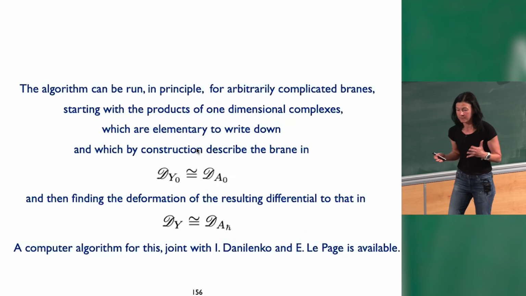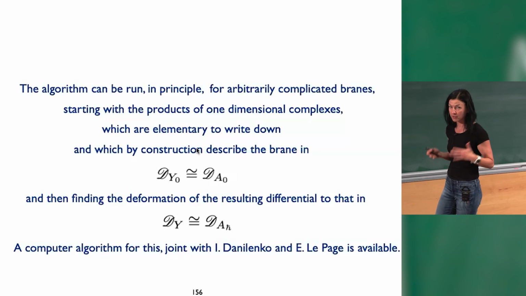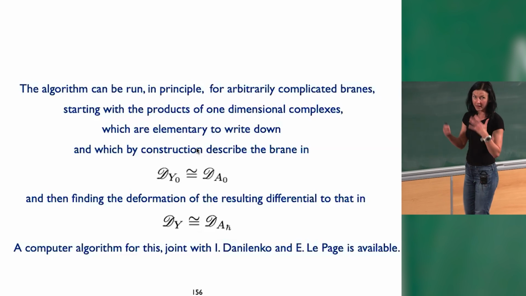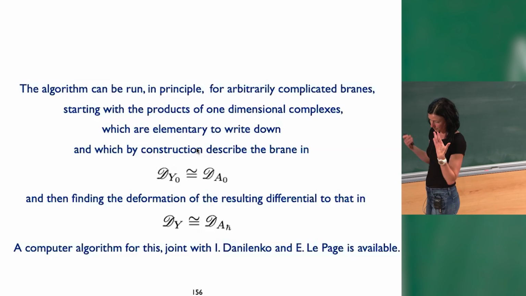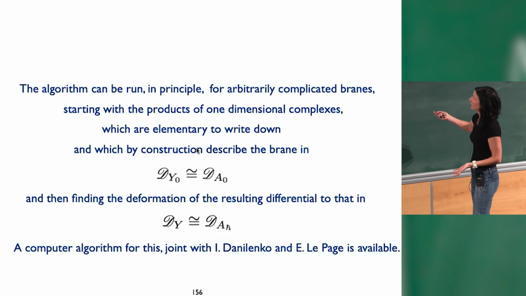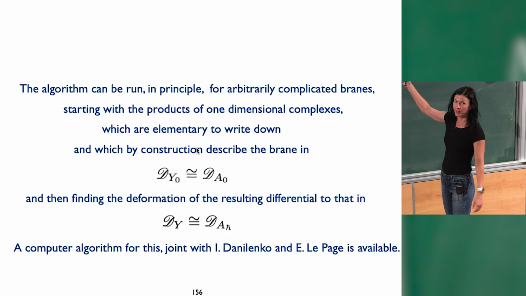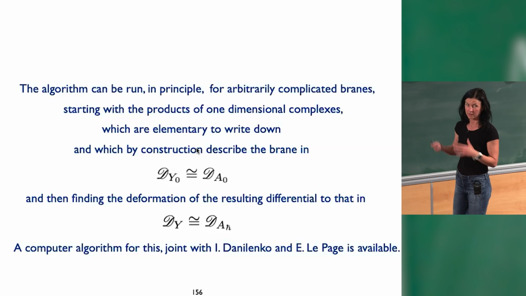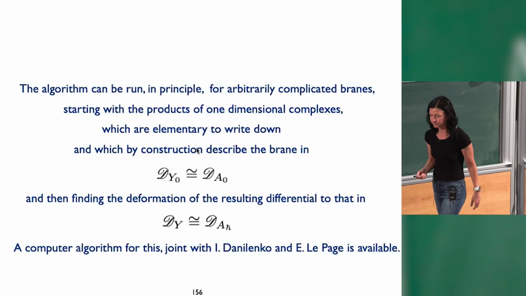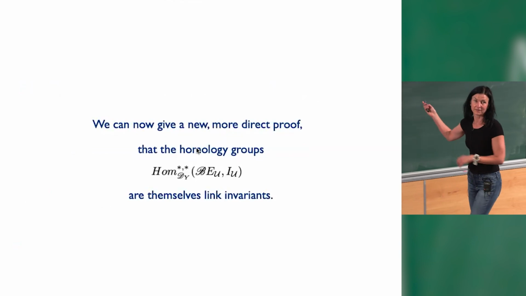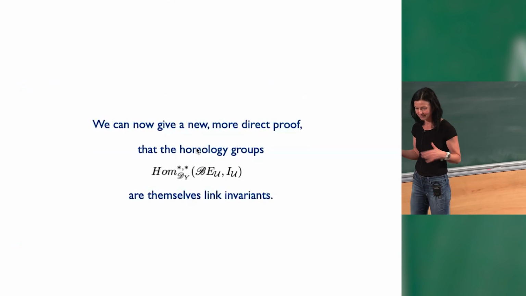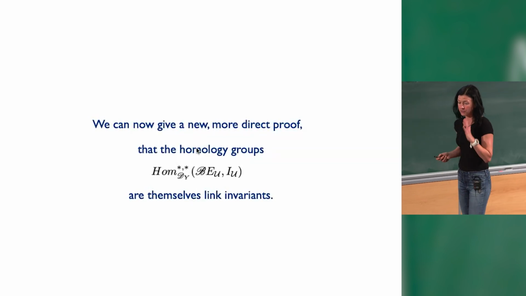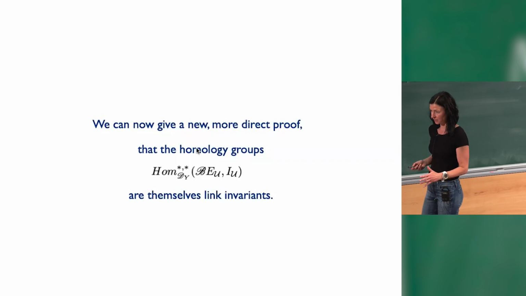So you get an algorithm that you can run for, in principle, arbitrarily complicated branes, arbitrary braiding, arbitrary G, starting with products of one-dimensional complexes that are elementary to write down, which per construction describe the brane on Y with the diagonal deleted, and then deforming to get a complex on the space you actually want. And there's a computer algorithm, which is joint work with Danilenko and Lepage, that's available on GitHub that does that. It gives you lots of homological algebra computations if you're interested in categories of branes on these spaces. Now, you can also get a more direct proof that this actually gives you homological invariants.